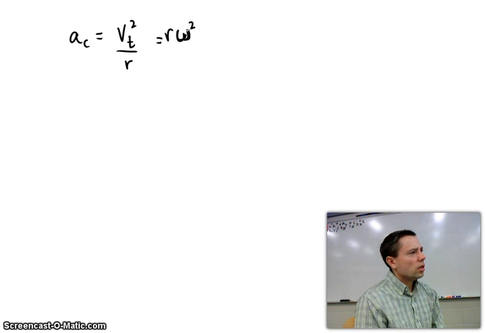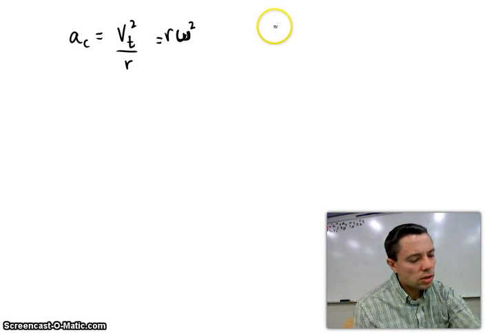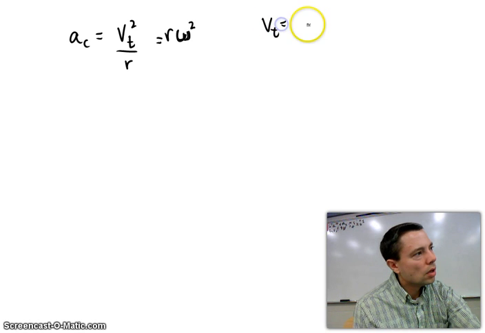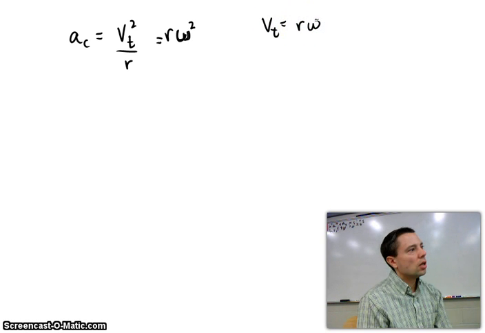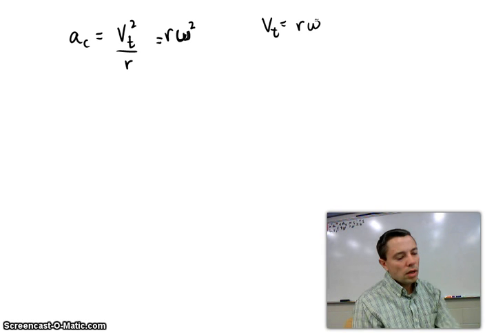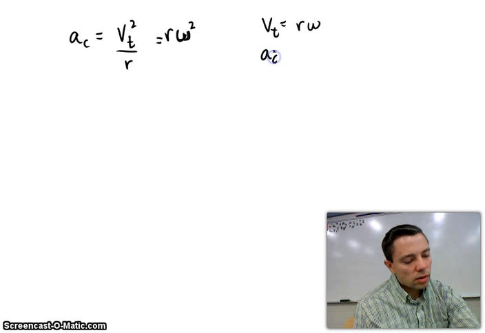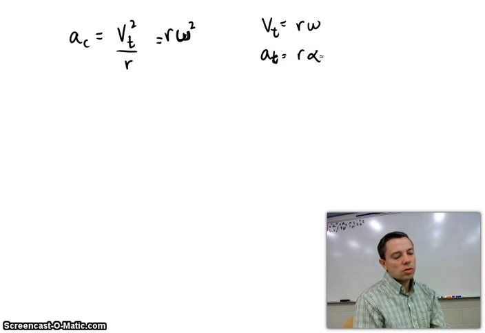Let's see, we had other ways that we could figure out tangentials. Tangential speeds were always in relation to the angular speed and the radius, and our tangential acceleration was related back to the radius and the angular speed. So again, we had relationships that built those things up.